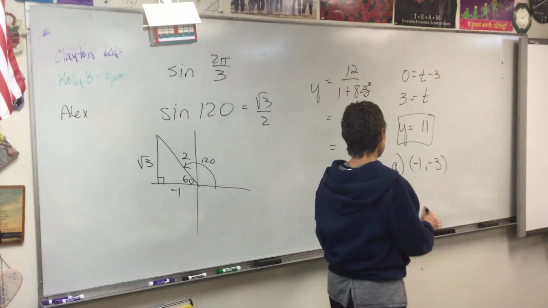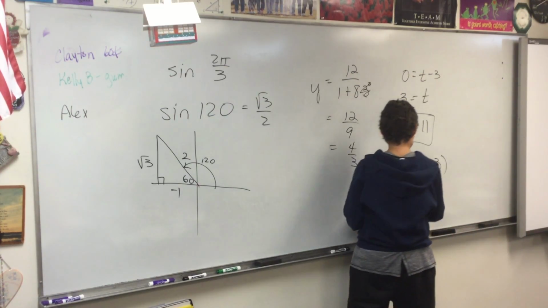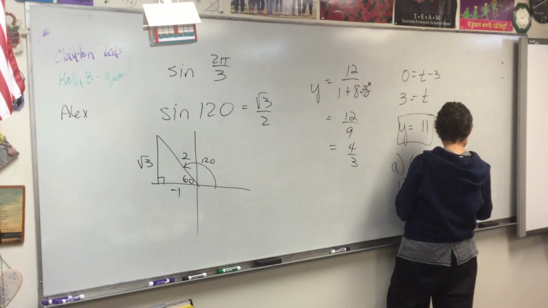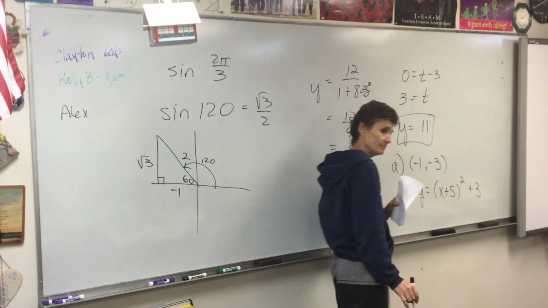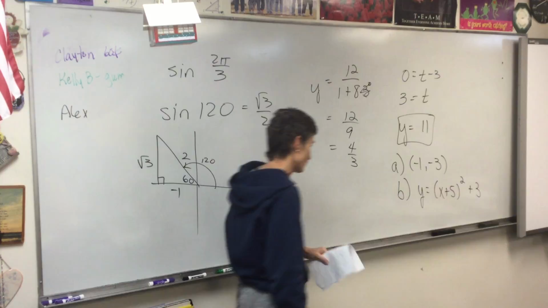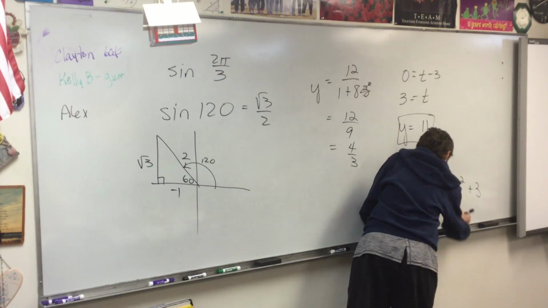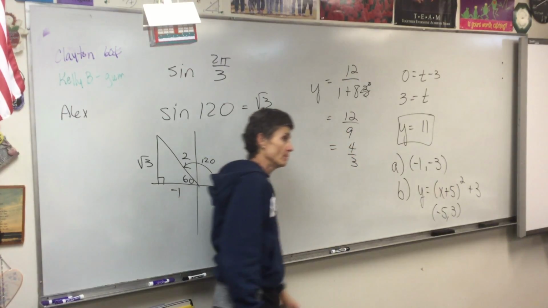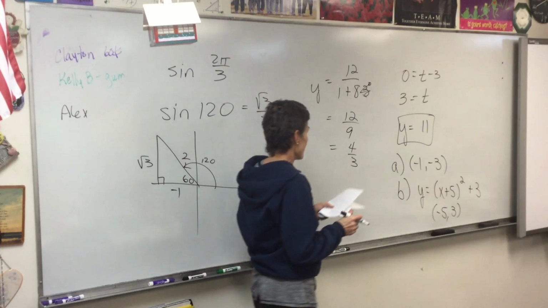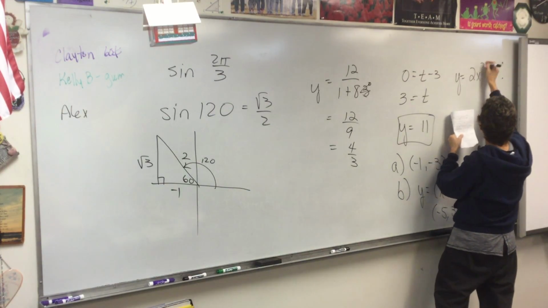Now, B is written just a little bit differently. Could I add the 3 back to the other side? Yeah. So that it looks like that? Mm-hmm. And if it looks like that, then it's just like A. So the vertex would be at negative 5, comma, 3. Left 5, up 3. And then C, to find the vertex, we'll have to do what?